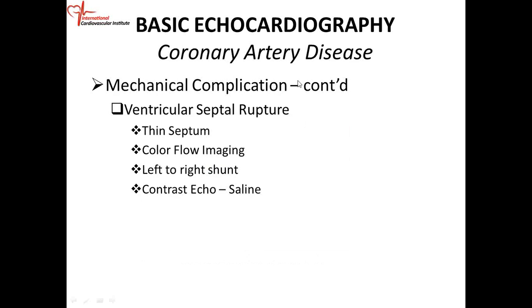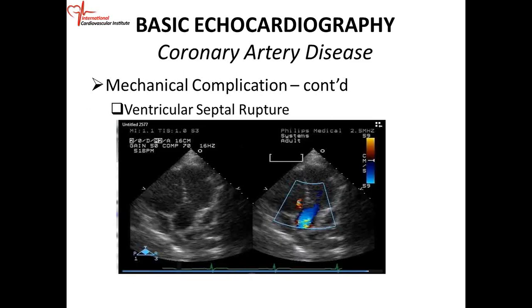Okay, other mechanical complications of a heart attack: you can have rupture of the ventricular septum, so ventricular septal rupture. When you look at the septum, the area of the rupture will be thin. You put your color flow there, you have flow across the septum. Usually it's a left to right shunt because the pressure in the LV cavity is larger than the pressure in the RV cavity. You use contrast, either microbubble or saline. Okay, so you have to look for it. Okay, all right. So that ends our session.